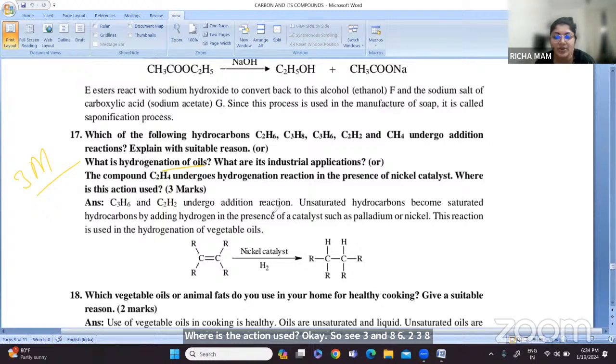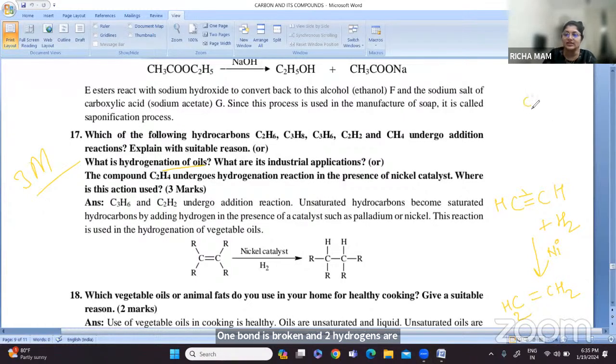Unsaturated hydrocarbons become saturated hydrocarbons when you add hydrogen. Suppose you have a triple bond. When you add hydrogen here, in the presence of nickel as a catalyst, what will happen? You will get a double bond. One bond is broken and two hydrogens are added.